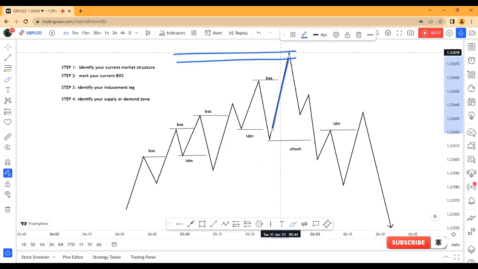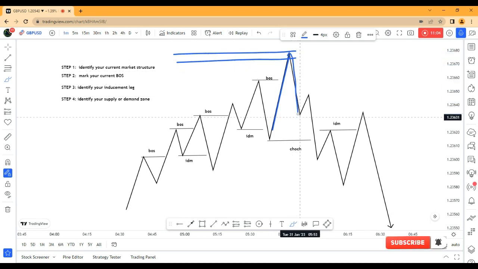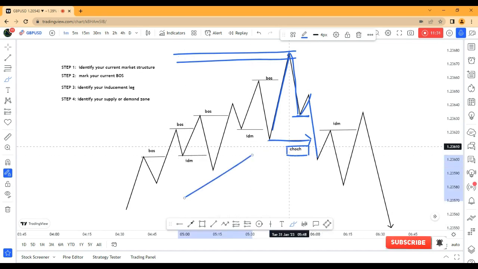When price moves to the upside, what happened? It taps into a supply zone. When price taps into a supply zone, it moves down and creates this particular leg. This leg is not an inducement, so you can mark this as your inducement leg and wait for price to break. When price breaks this structure, it gives us a CHoCH, that is change of character. Hence, there is a signal that price will be changing from an uptrend to a downtrend.